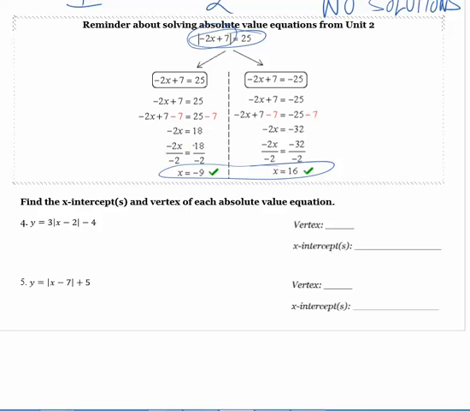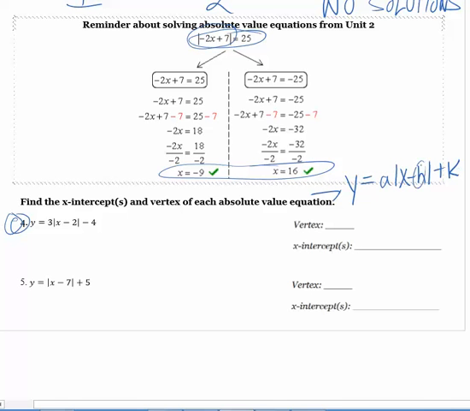So let's take a look at number 4. We want to find the x-intercepts of the absolute value functions and the vertex of each one. For the vertex, we'll be using the fact that all these are written in vertex form: y equals a times the absolute value of x minus h, plus k. Keep in mind h is the opposite of what it appears. So number 4, our vertex is 2, -4. We're going to go ahead and do number 5. Our vertex here is 7, 5.